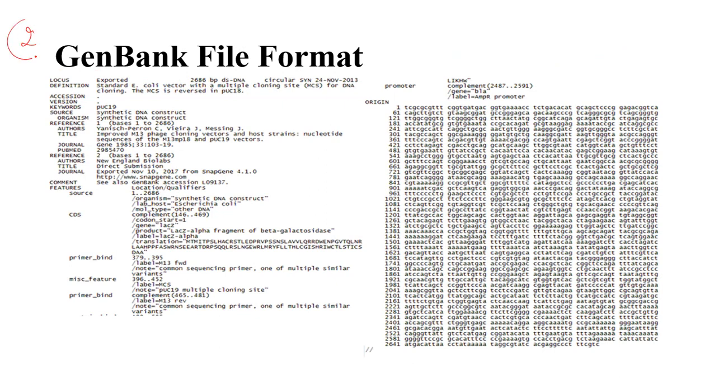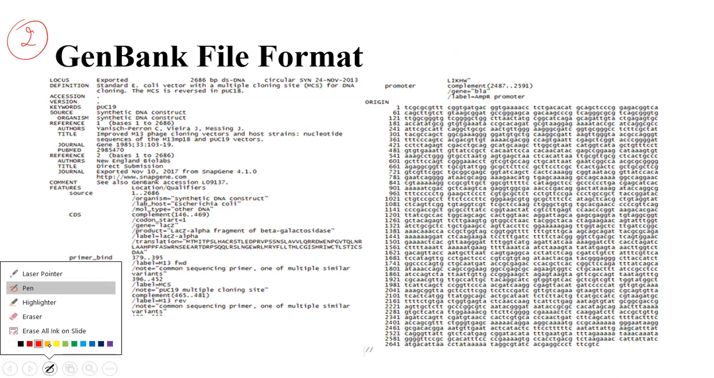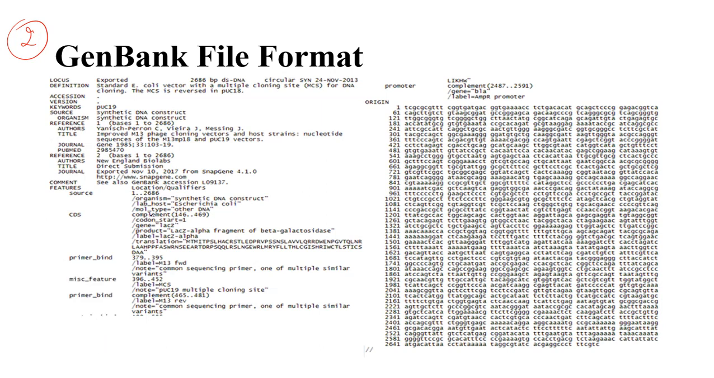Next, the second one is the GenBank file format. So GenBank, as I told you, is a part of NCBI. Okay, and its file contains three specific features. The first one is the header section, the second one is the feature section, and the third one is the sequence.